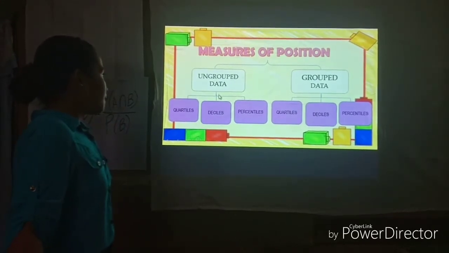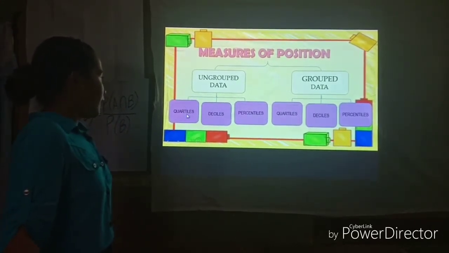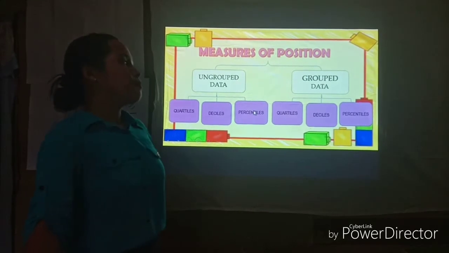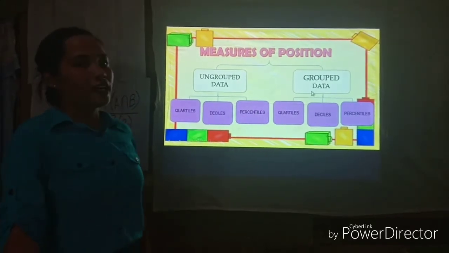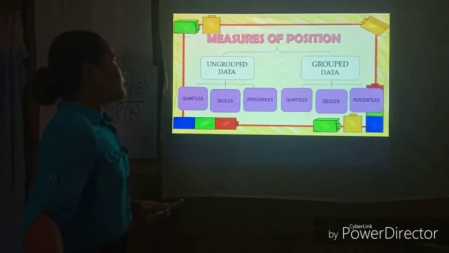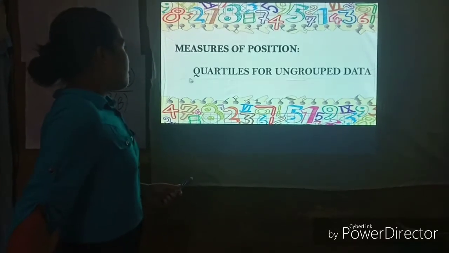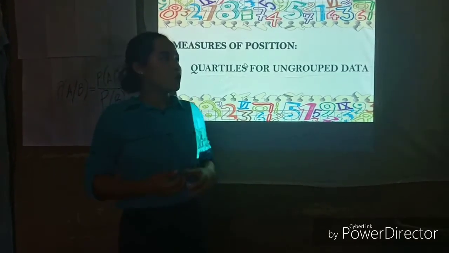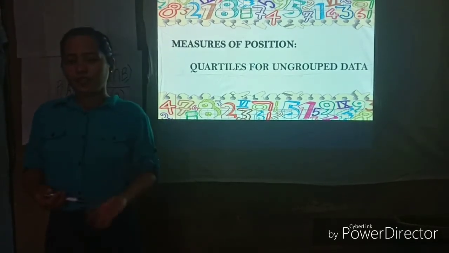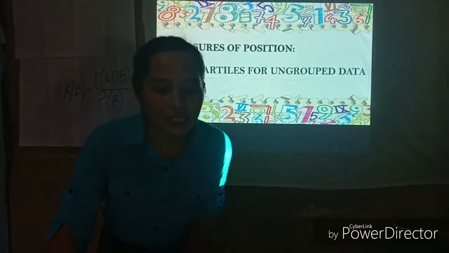Now, under the ungrouped data are the quartiles, deciles, and percentiles. Same for the grouped data. Now, let's talk first about the measures of position, which is the quartiles for ungrouped data. Okay, class.